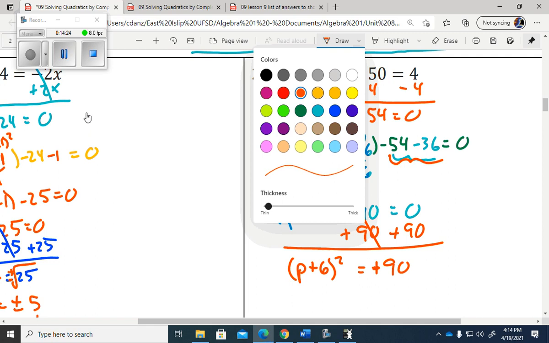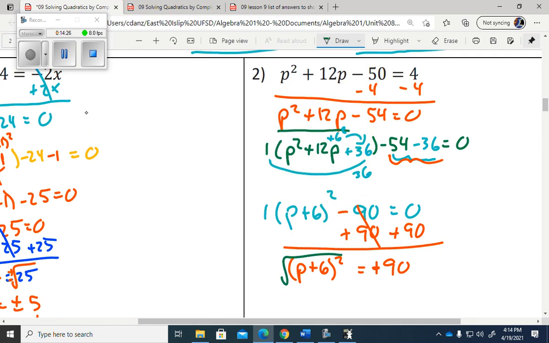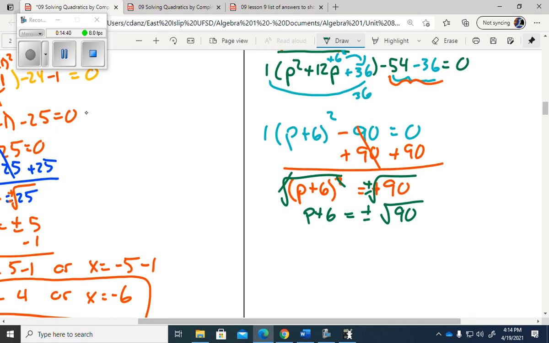So now I'll square root both sides. Don't forget your plus or minus in front. Square root cancels out the square. So 90 is not a perfect square either, but it can be simplified. You can subtract 6 from both sides first and then simplify your 90, or you can simplify your 90 first. It doesn't matter. So watch. I could subtract 6 from both sides. And let's say that p equals negative 6 plus or minus square root 90.